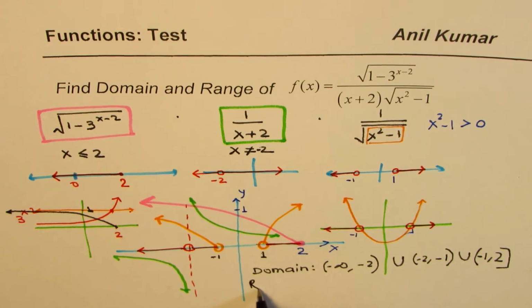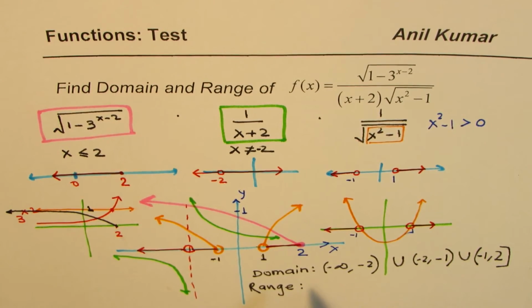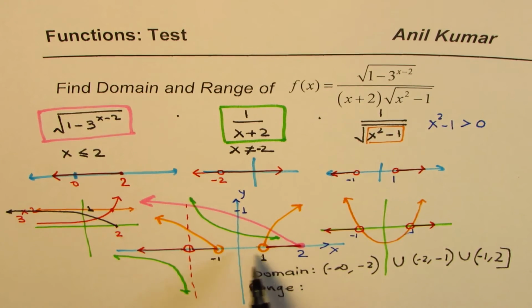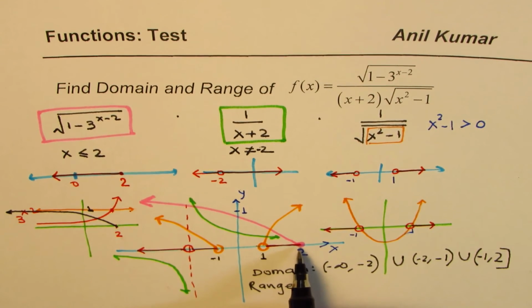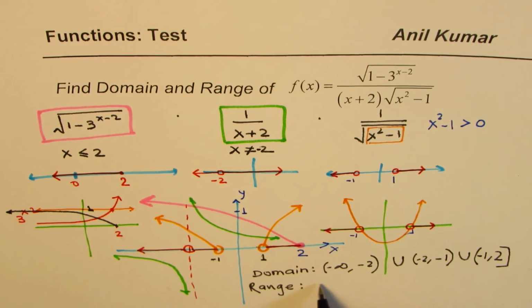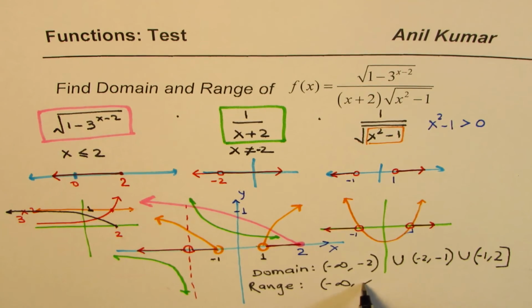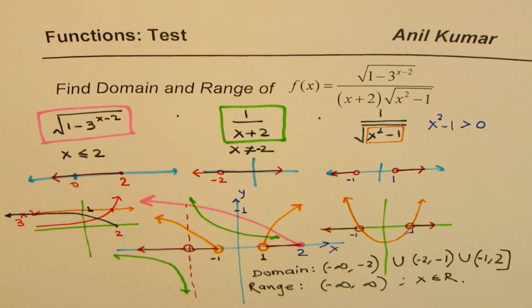Now can you help me write down the range for this function? Range is normally very difficult, but in this case we have sketched them all. What we see here is that this function is less than 0. However, we do have a value at 0, and then we have a function greater than 0. So the range in this case is from minus infinity to plus infinity, or you could say x belongs to real numbers, in this particular example.